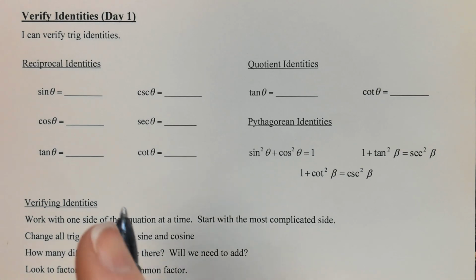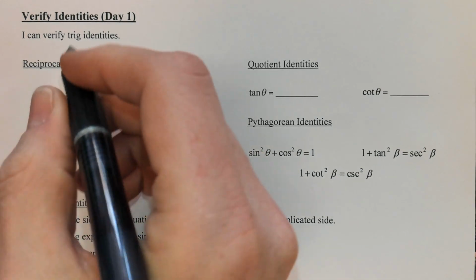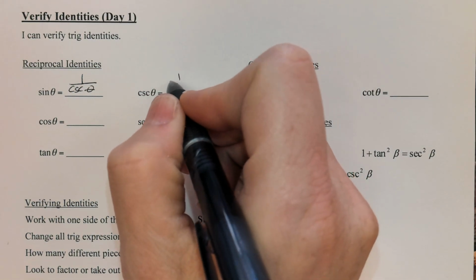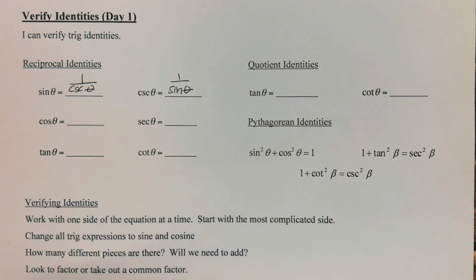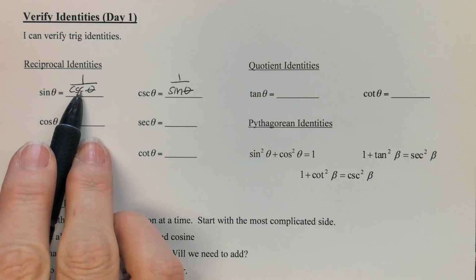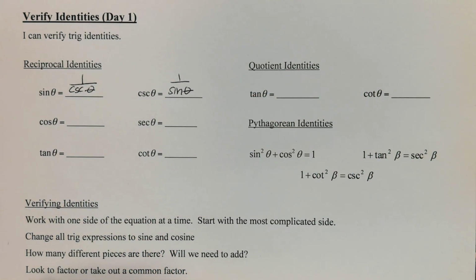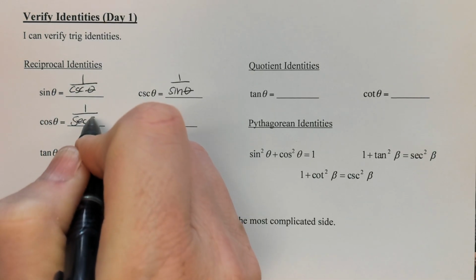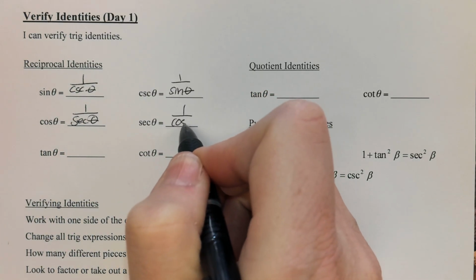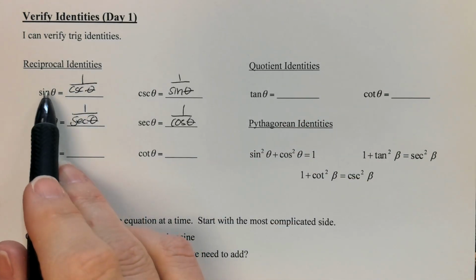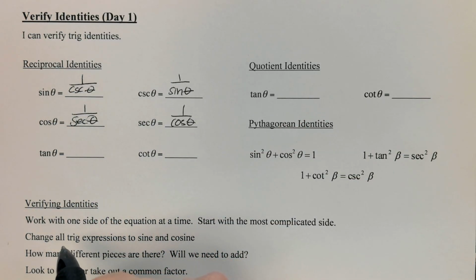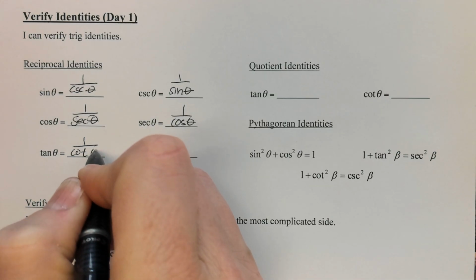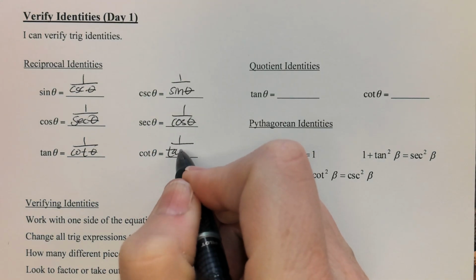So the reciprocal identities are just the flips. Knowing that the sine function is the same as 1 over cosecant of theta, and vice versa, cosecant would be 1 over sine. These are called reciprocal functions because you just flip them and they are each other. So cosine goes with secant, so this would be 1 over secant, and secant is then 1 over cosine. Sometimes it comes in handy to flip one trig function into another, so this is a tactic you can use. Tangent is 1 over cotangent, and cotangent is 1 over tan.